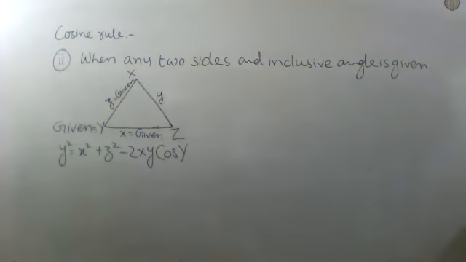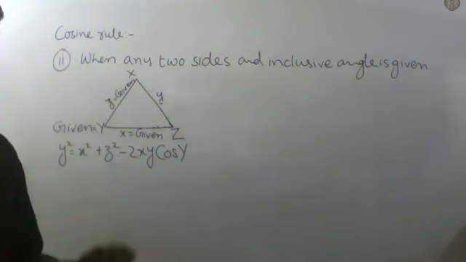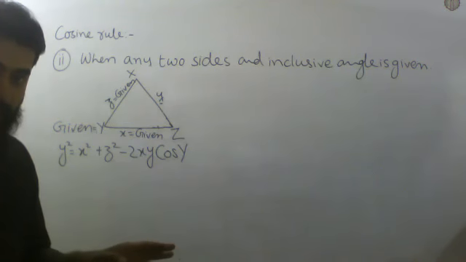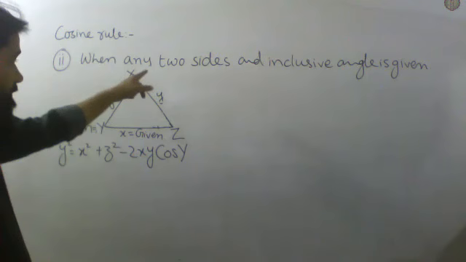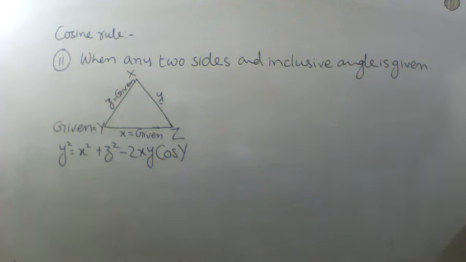So these are the two rules which you have in order to apply your cosine. First one, if all three sides are given, none of the angle is given, then you can apply cosine rule. Second one, if two sides and inclusive angle is given, then you can have your cosine rule applied over here.